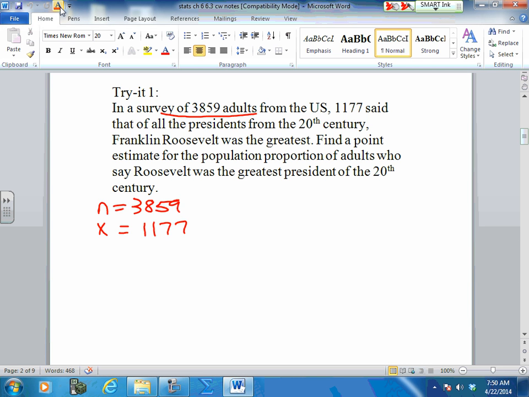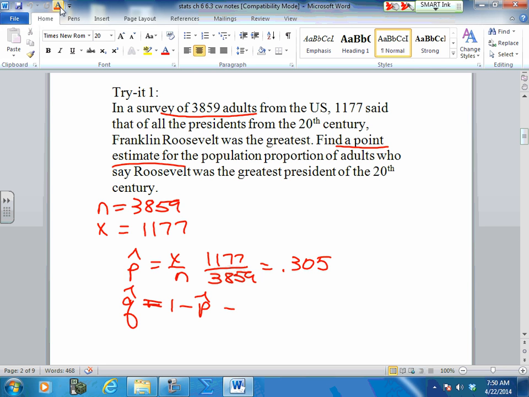Find a point estimate. A point estimate is your p hat, x over n. So in 3 decimals, then what'd you get? 0.305. Good. So to find a q hat, we say 1 minus your p hat. Great, thank you. 0.695. So now we have your p hat and your q hat.